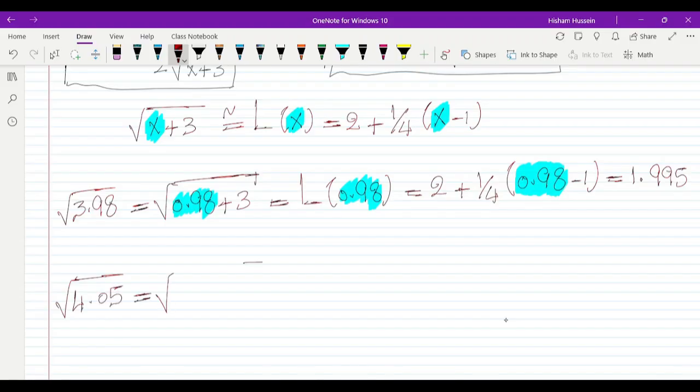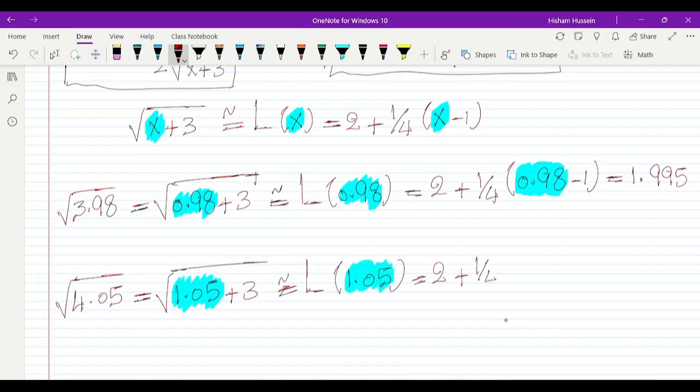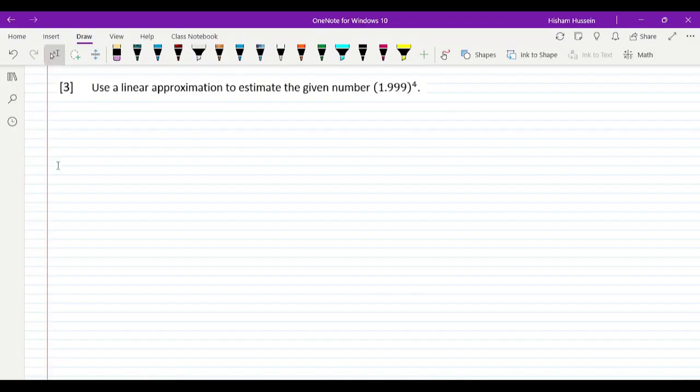Another question: find an approximate value for root of 4.05. This equals root of 1.05 plus 3. This nearly equals the linear approximation at 1.05, which is 2 plus 1 over 4 times 1.05 minus 1. The final value is 2.01125.